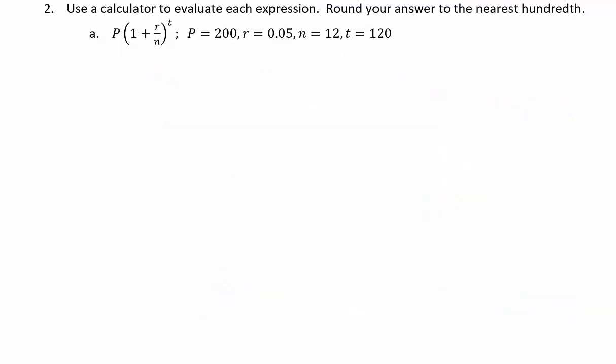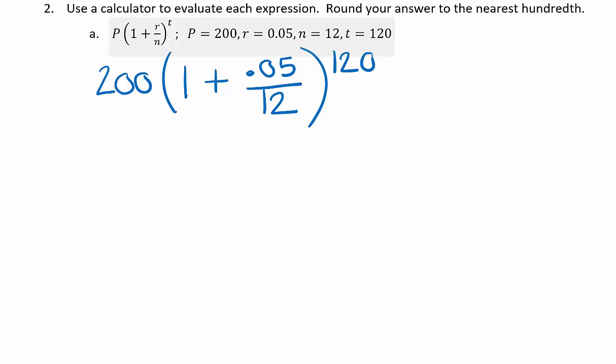Now, as the expressions we work with get more complicated, we are going to have to use a calculator to evaluate expressions. And we're going to have to be a little bit careful about how we enter things into our calculator and how we do some rounding. So in example 2a, we're going to evaluate the expression. So I'm going to start by just plugging numbers in. So I put in 200 for p, 0.05 for r, 12 for n, and 120 for t.